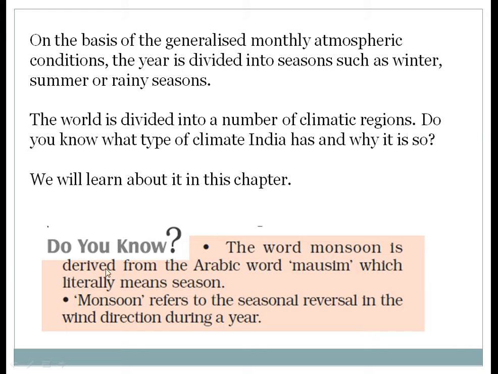The word monsoon is derived from the Arabic word mausam, which literally means season. Monsoon refers to the seasonal reversal in the wind direction during a year. So a 1-mark question can be asked: the word monsoon is derived from which language? Arabic can be the answer, or the word monsoon is derived from the Arabic word meaning what?